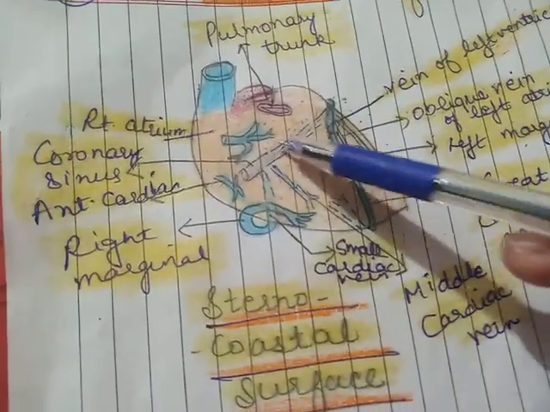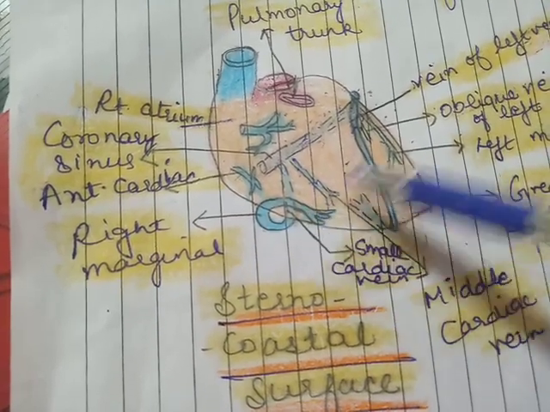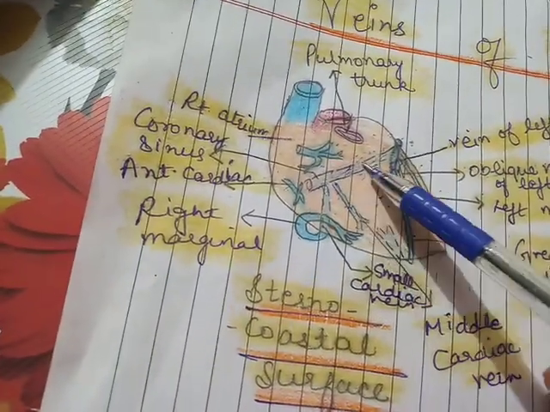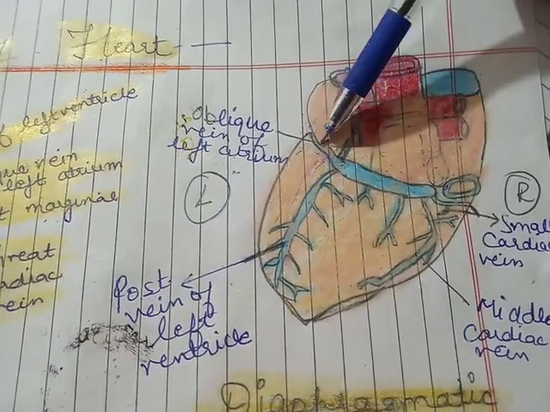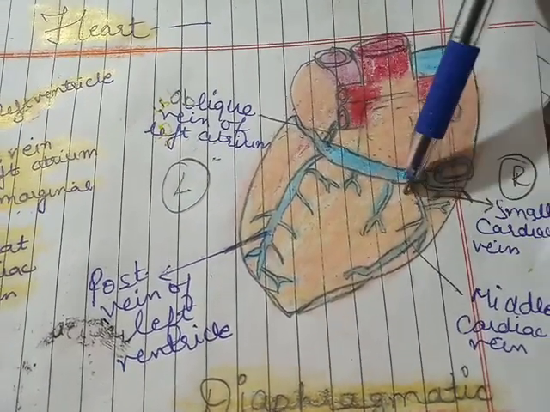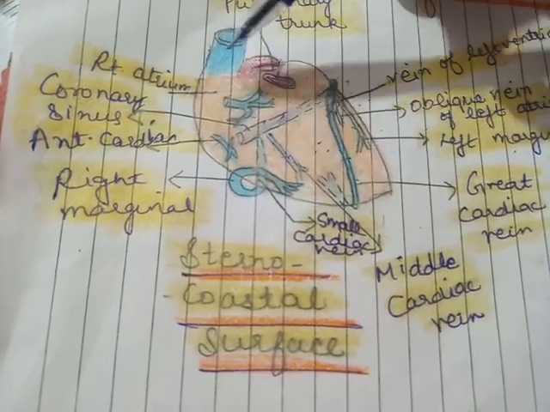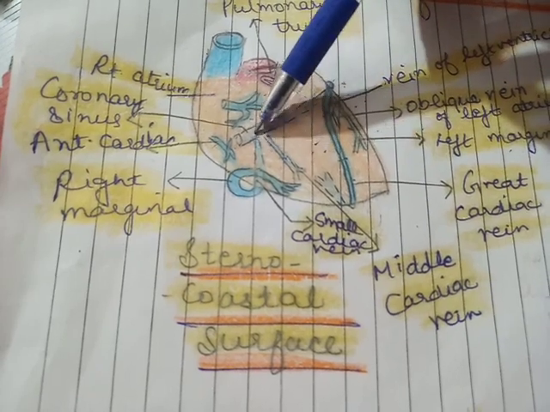First I will show you, this is the coronary sinus on the diaphragmatic surface. I have drawn it dotted. The continuous lines lie on the sternocostal surface, and the dotted lines mean they lie on the diaphragmatic surface. So it is visible clearly on the diaphragmatic surface: the posterior vein of the left ventricle, the oblique vein of the left atrium, the small cardiac vein, and the middle cardiac vein, right? The veins easily visible on this side are the anterior cardiac vein, right marginal vein, and small cardiac vein on the diaphragmatic surface.